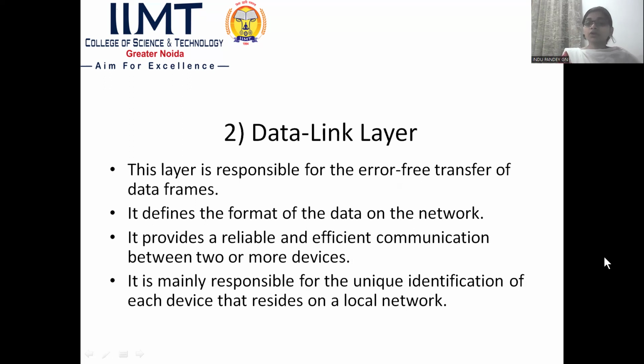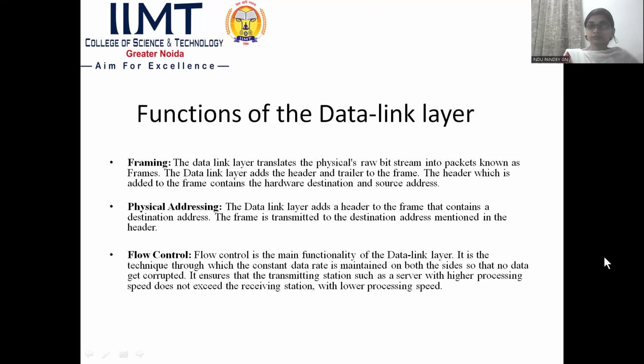It defines the format of the data on the network. The data link layer provides reliable and efficient communication between two or more devices. It is mainly responsible for unique identification of each device that resides on the local network. Means the data link layer gives an individual identity number to each device through which the device can be recognized by various other devices.